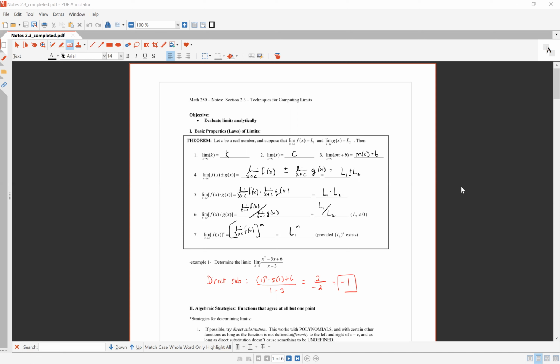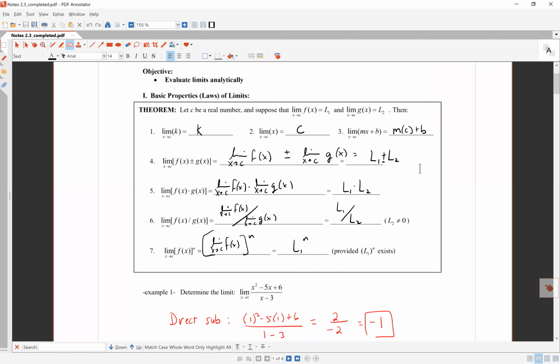So here are just a few basic facts. Let's say we're taking the limit of a constant. The limit as x goes to c, and let me make this a little bit bigger. So let's say we're graphing the function y equals k. If we actually graphed it, it would just be a horizontal line. And so the limit of a constant is just the constant.